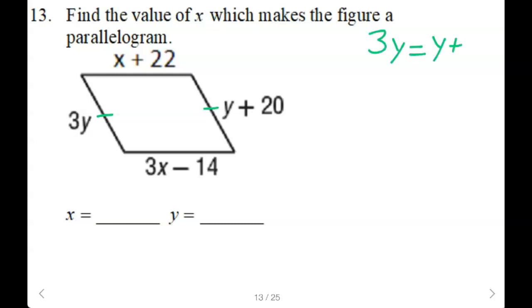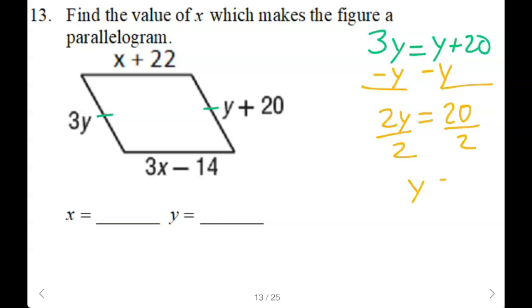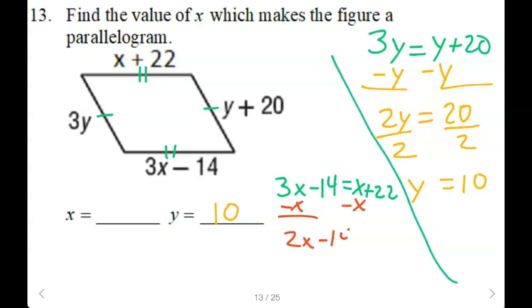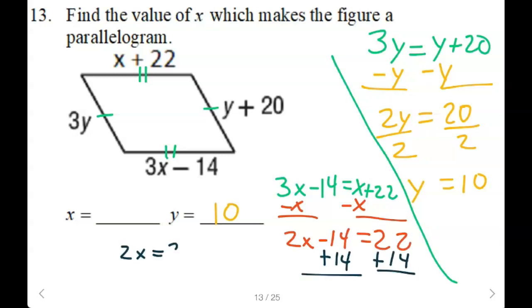So we can set these equal to each other. Subtract y from each side, we get 2y equals 20. And then divide by 2, and y is 10. These opposite sides are congruent as well, so we can write 3x minus 14 equals x plus 22. Subtract x from each side, we get 2x minus 14 equals 22. So we have a two-step equation here. Add 14, you get 36. So 2x equals 36, and then divide by 2, and x is 18.